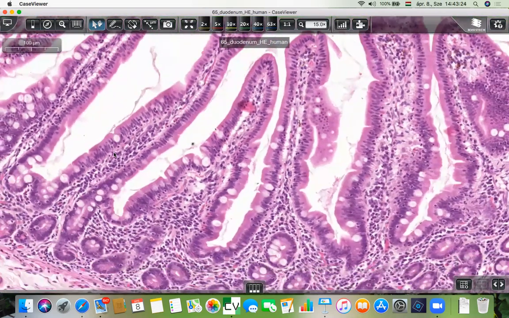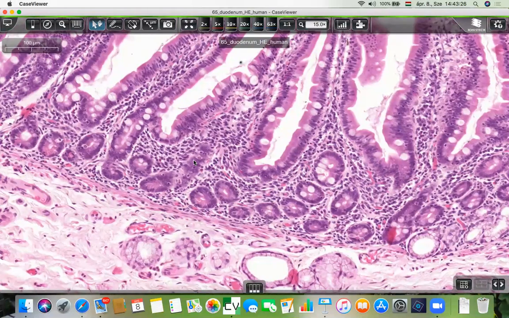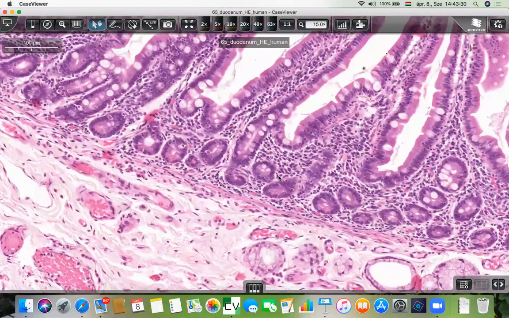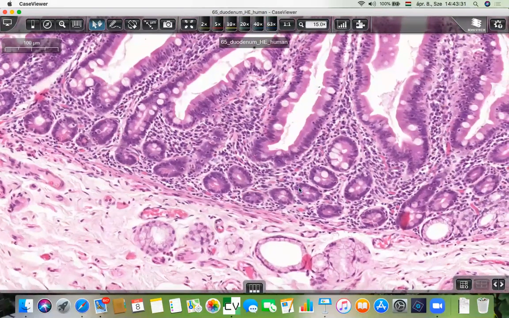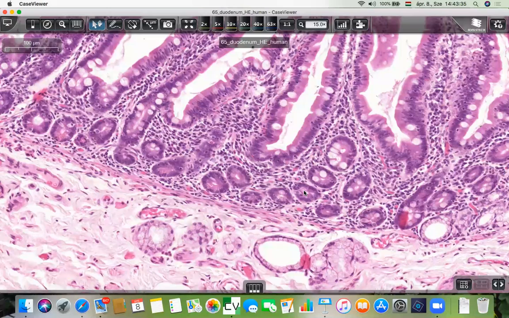And also in the lamina propria, we can find these circular units. These are glands. These are intestinal glands called Lieberkühn crypts. So crypts of Lieberkühn or Lieberkühn crypts are the intestinal glands secreting digestive juice into the lumen.